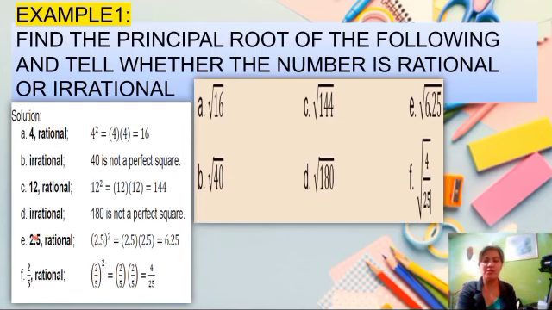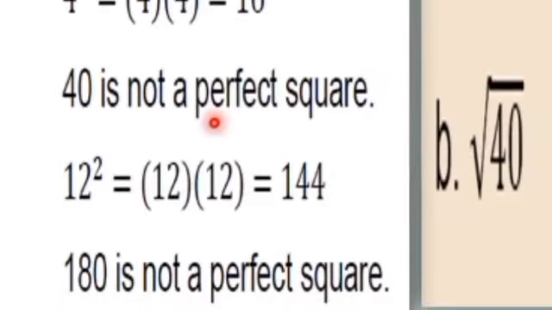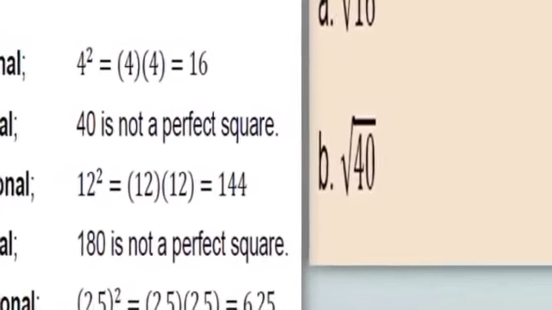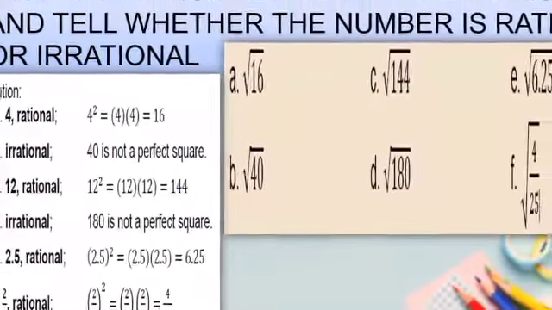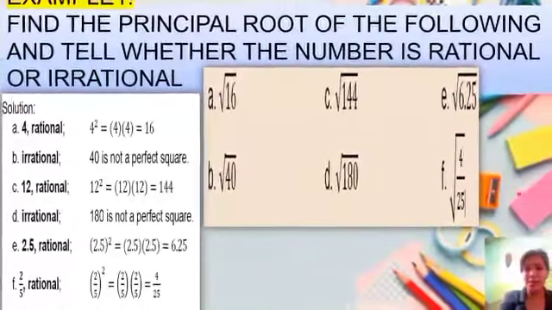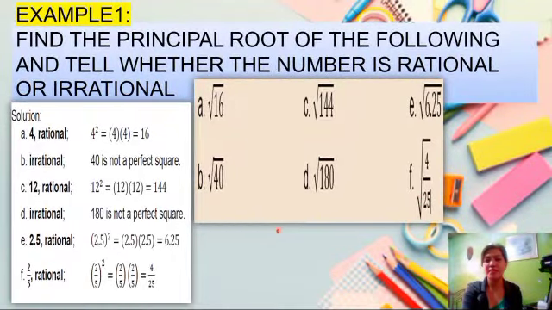Next, number 2, square root of 40. Again, 40 is not a perfect square. Therefore, it is irrational. Then, letter C, square root of 144 is the same as 12 times 12. So 12 times 12 is 144. Thus, 144 is a perfect square number. Letter D, square root of 180 is not a perfect square because we have no number that, when multiplied twice, will result in 180.